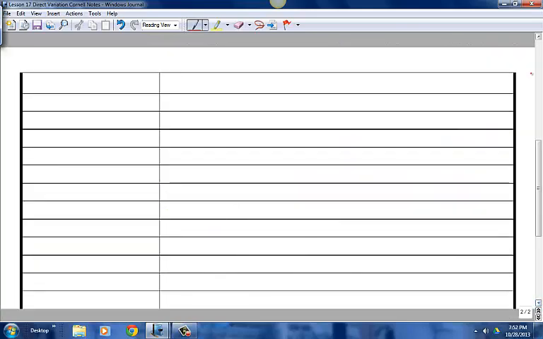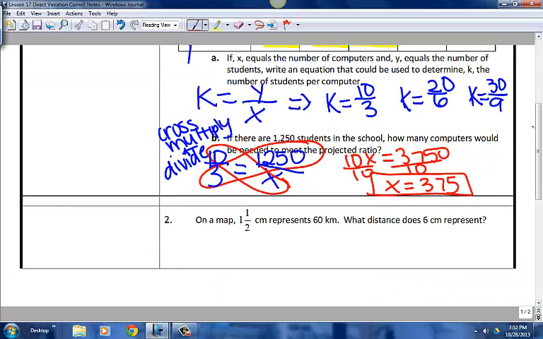Let's look at example number 2. On a map, if 1.5 centimeters represents 60 kilometers, what distance does 6 centimeters represent? So I'm going to go ahead and set up my ratio. 1.5 centimeters represents 60 kilometers. If I have 6 centimeters, I'm looking for how many kilometers that is. So I'm setting up my proportion here.